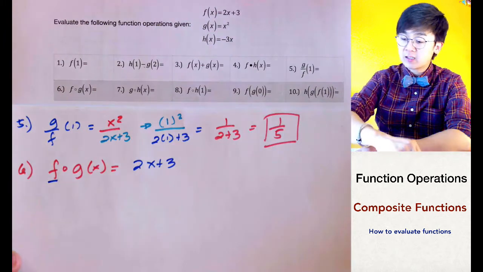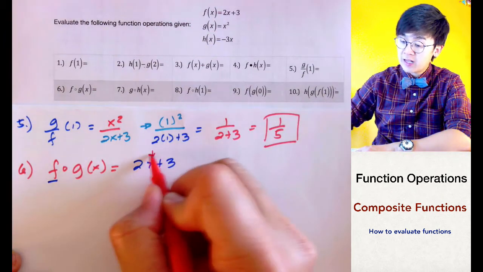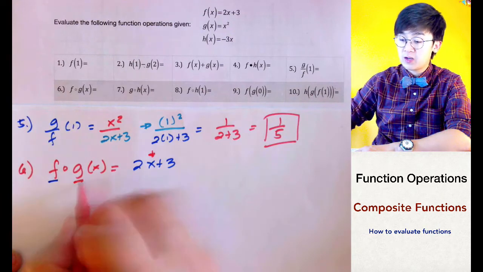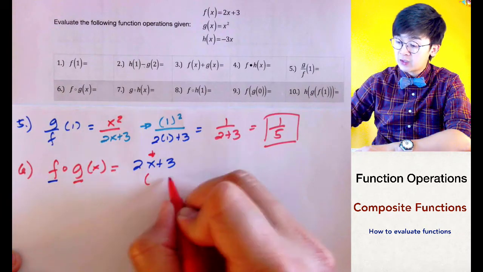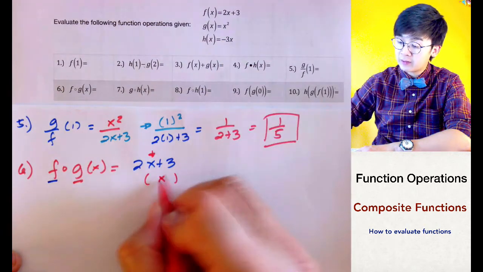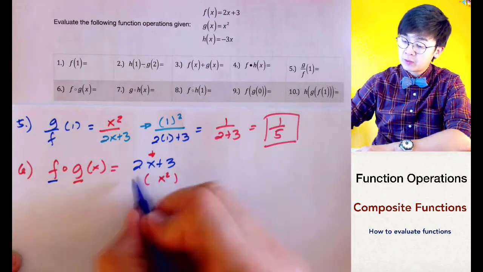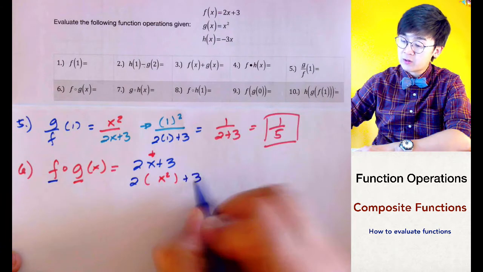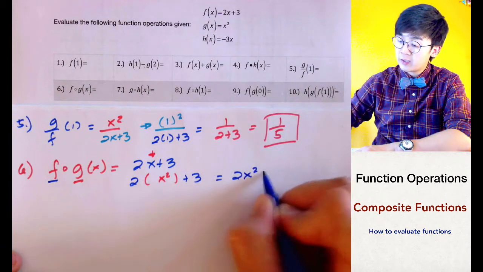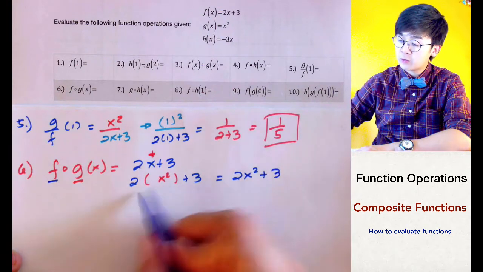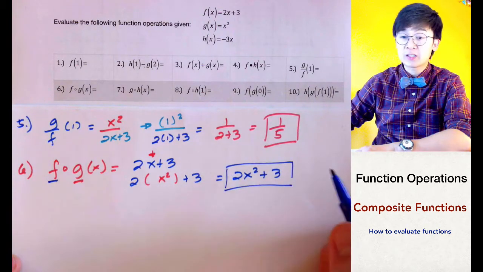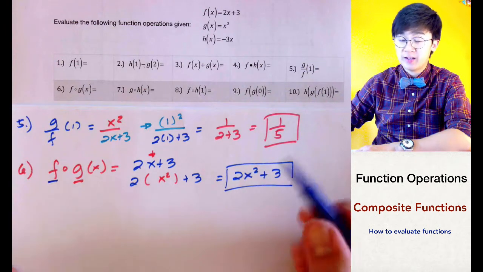And in this case, we're going to be replacing the x value of our f of x with the function g. And the function g is given by x squared. So we'll have 2x squared plus 3, because 2 times x squared is simply 2x squared. So this is our composite function for f of g of x.